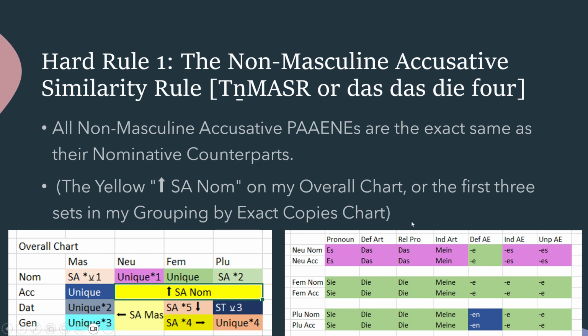And you can see that with this chart, right here, the yellow SA nom. This is always the same. There's no asterisks, there's no stars. Regardless of what you're talking about, the non-masculine accusative is literally one-for-one a copy of the non-masculine nominative. And as you can see here, we have this brighter yellow SA mass.